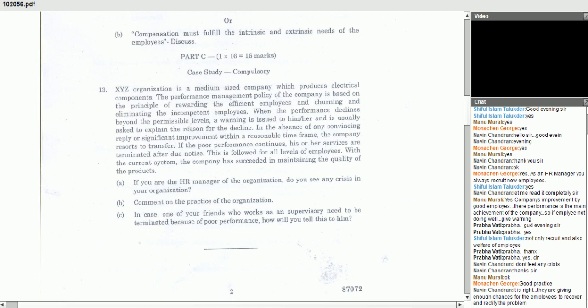It is right. They are giving enough chances for the employees to recover and rectify the problem. Very good, Naveen. See, also give 2 or 3 lines of explanation. Why do you think it is a good practice, like Naveen gave? Right. So it will add value to your answers.